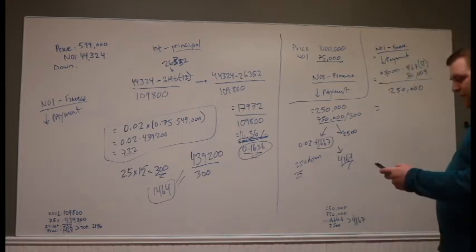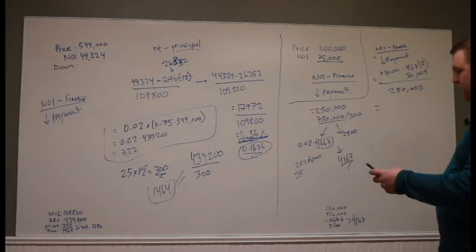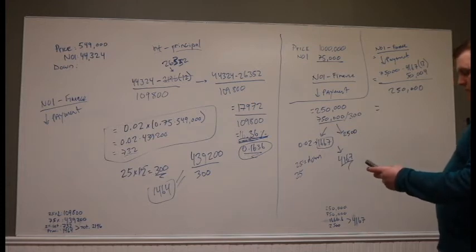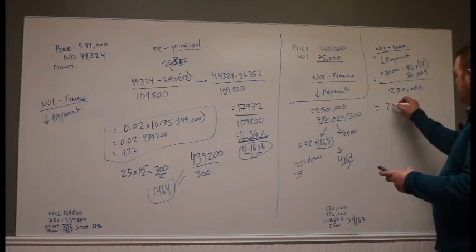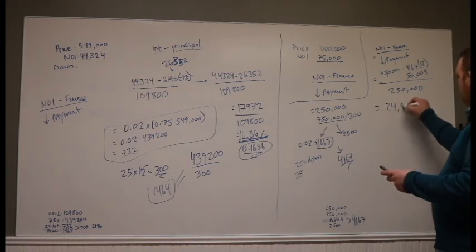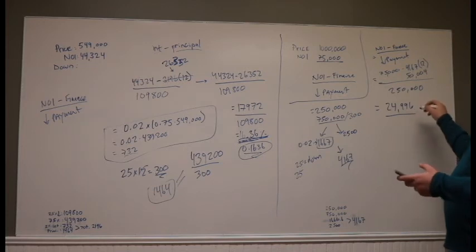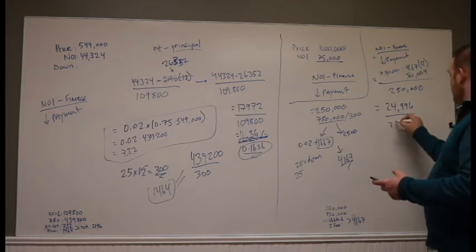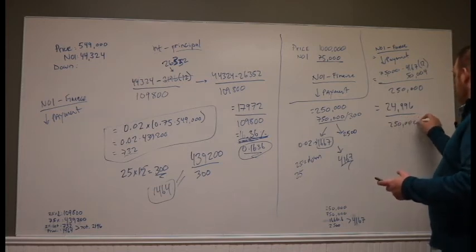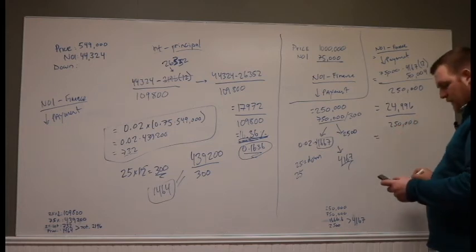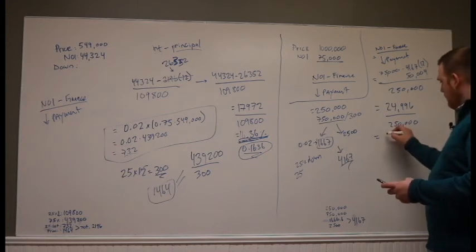So we've got $75,000 net operating income minus $50,000 in financing. We're only left over with $24,996, which sounds exactly right because it would be roughly 25,000, and that's over $250,000. Those of you that are pretty good at mental math can see that this is just about 10%. We'll get an exact number here.